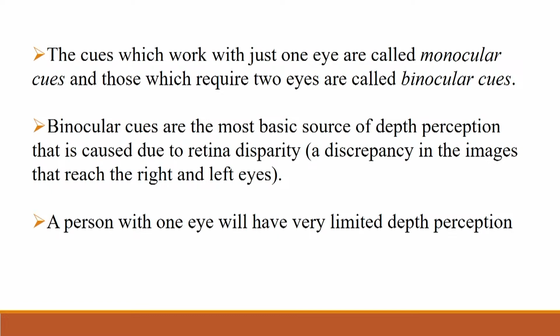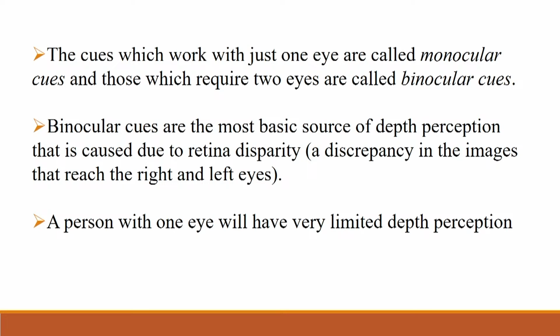So what are these cues that help us to understand depth? The cues which work with just one eye are called monocular cues, and those which require 2 eyes are called binocular cues. Binocular cues are the most basic source of depth perception, caused by retinal disparity, a discrepancy in the images that reach the right and left eye. So let us discuss these different types of cues.